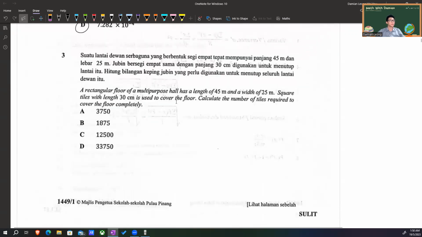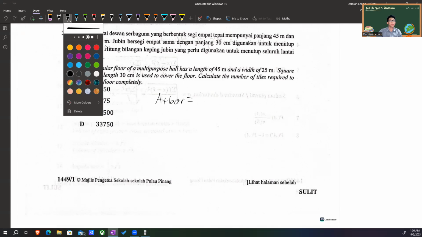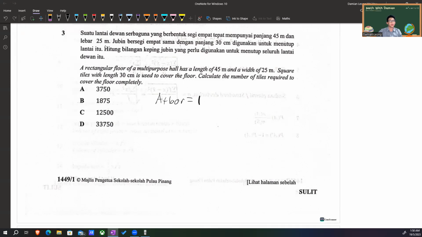Then question 3. A rectangular floor of a multi-purpose hall has length of 45 meters and width 25 meters. Square tiles with length 30 cm are used to cover the floor. So I want the number of tiles required. So I use the area to compare. Area of the floor is 45 meters by 25 meters, and area of the tile would be 30 cm by 30 cm.